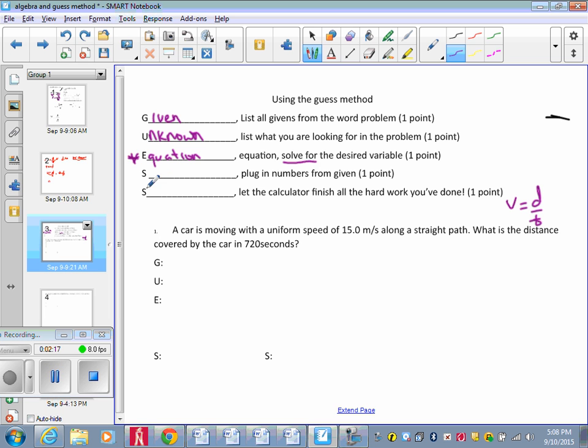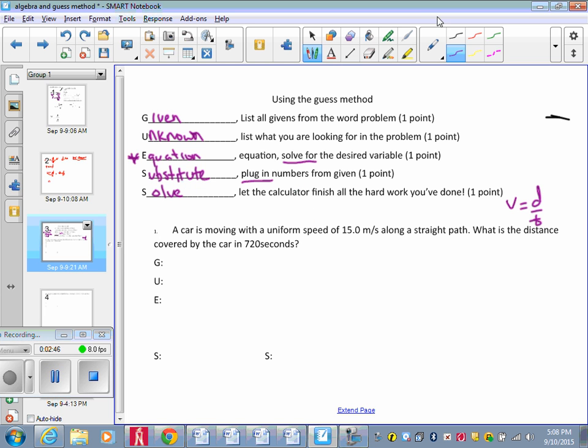The last 2 S's. The first S is substitution or substitute, which means plug in. If you just plug in numbers, and remember our numbers were listed in the givens, right? I listed all givens, that's numbers and values. If you just plug in numbers into the equation correctly, you're going to get a point. Anybody can do that. Last part, your calculator does this. Solve. Put in the calculator and finish all your hard work.